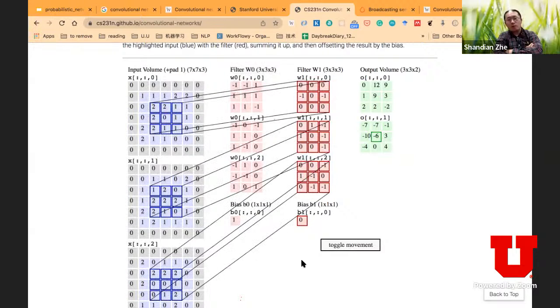Yeah, I'm still lost. So why are there 2 output channels? Is it designated by the user? Yes, you can decide it. If you want 5 output channels, you will have W1 to W4.